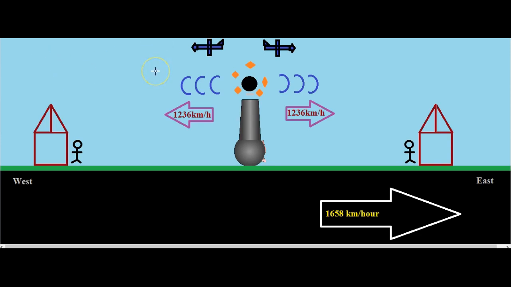And astronauts coming back in space? They're outside where there are no molecules supposedly, or very few. They're not moving with the Earth, are they? But when they come in, as soon as they hit the Earth's atmosphere, bam, they'd be shot off to the right over here at 1,658 kilometers an hour, wouldn't they?